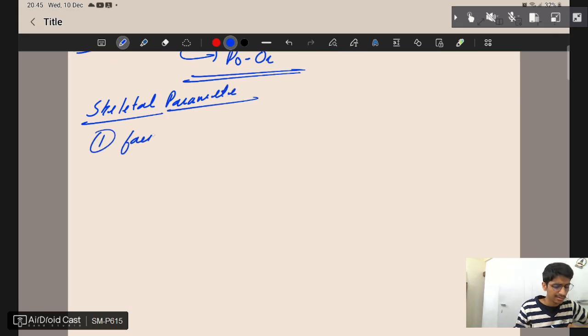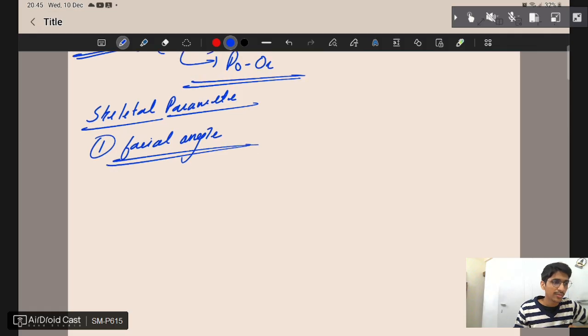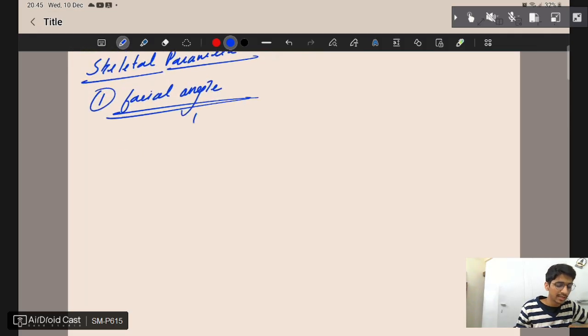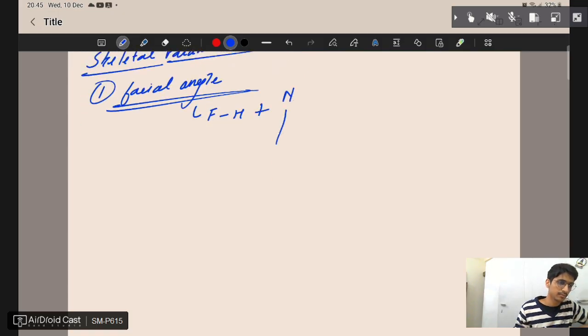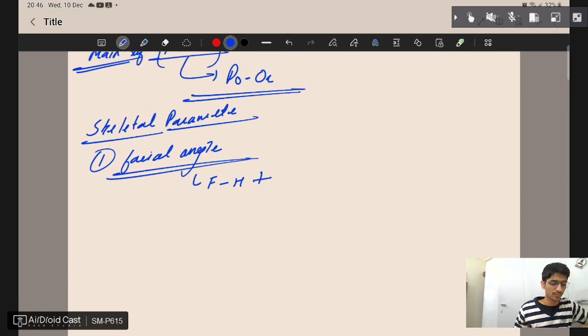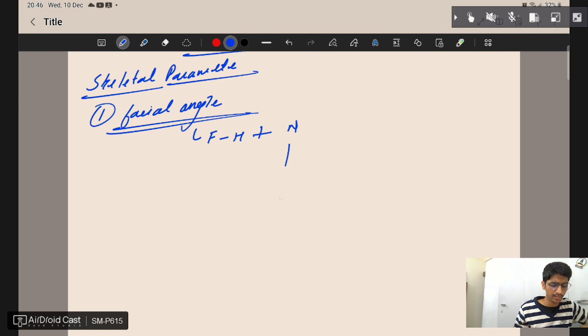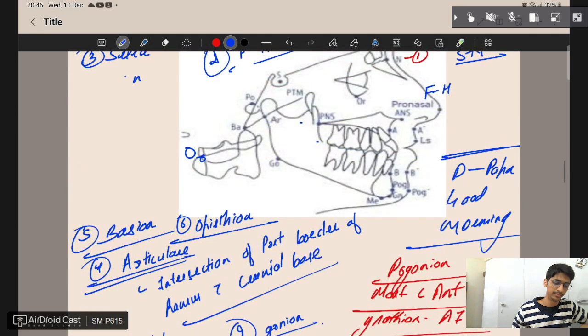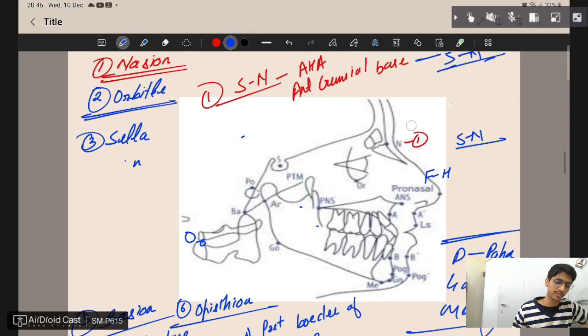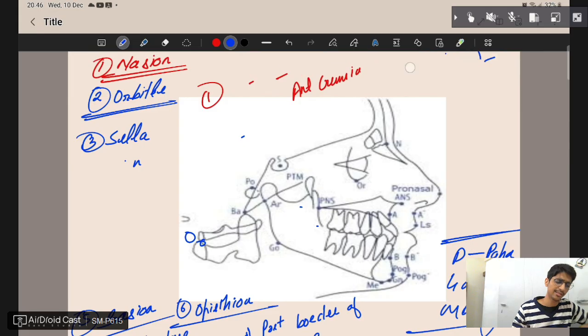First is the facial angle. So facial angle, we have to compare it by combining two planes, that is FH plane plus NPG, Nasion and the Pogonion. So we have to look at the graph again. We are comparing the first skeletal parameter of the Downs analysis, that is facial angle.